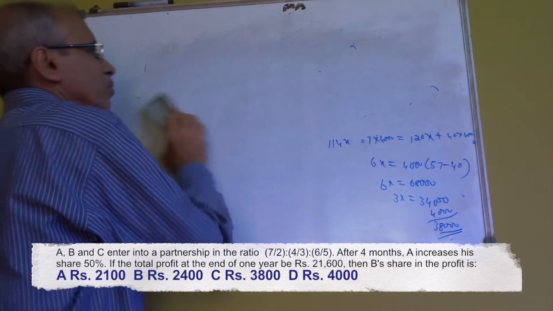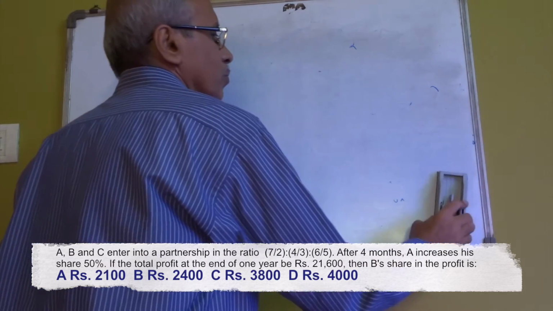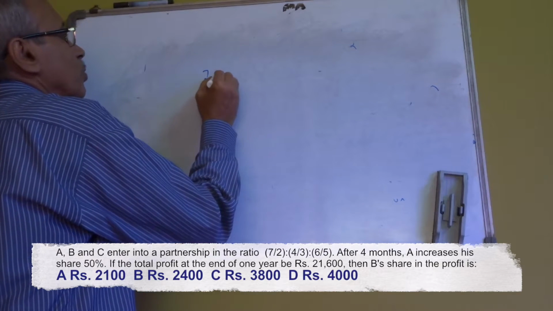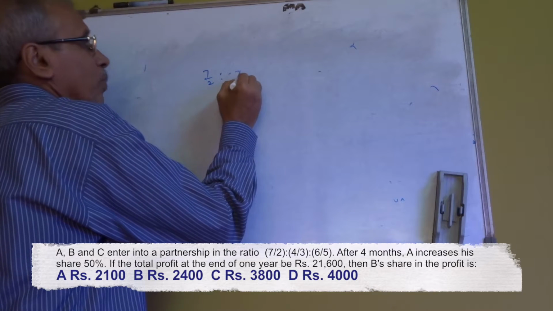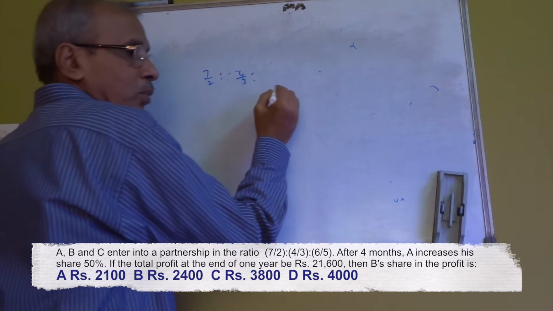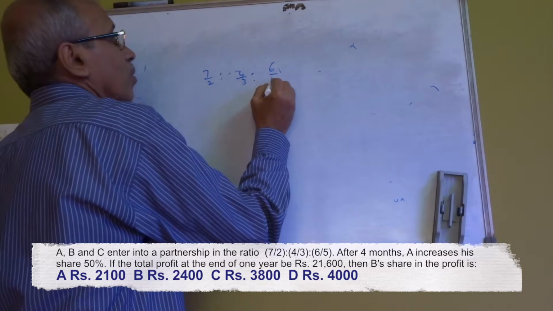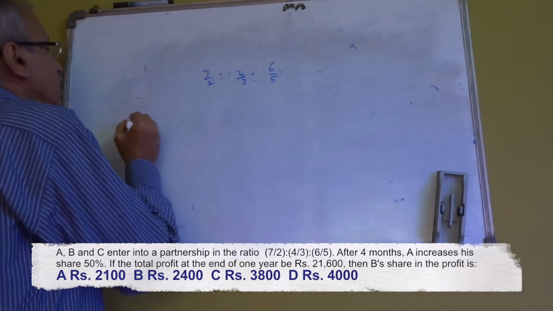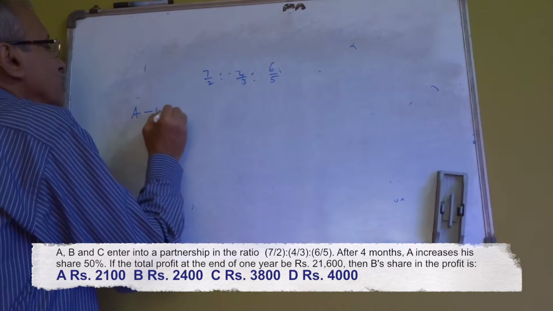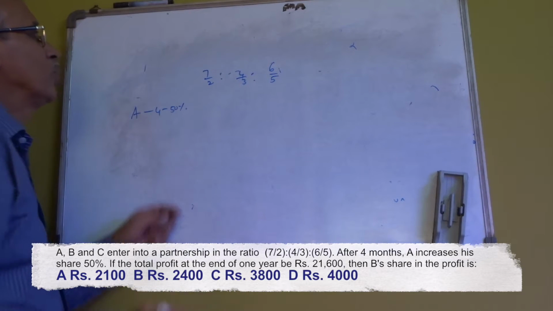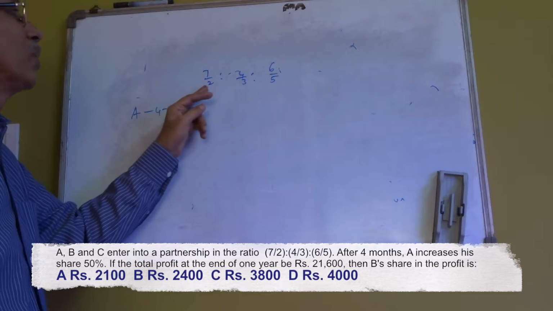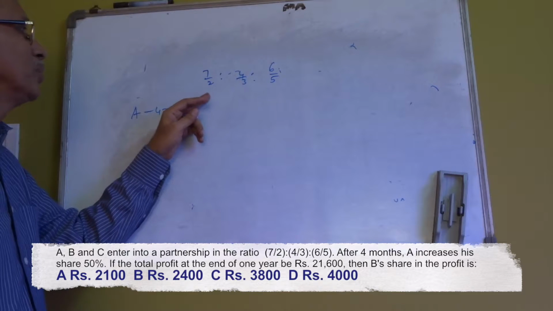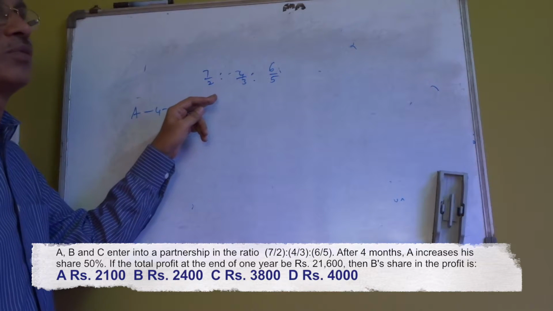Let us do one more. A, B, C are in partnership in the ratio 7 by 2 is to 4 by 3 is to 6 by 5. After 4 months, A increases his share by 50%. So these people have all the 12 months the same, whereas here for 4 months it is 7 by 2, but for 8 months it will be a 50% increase of this.